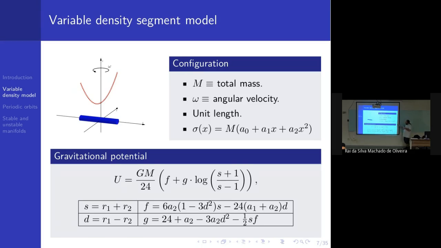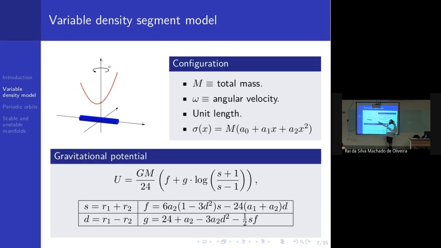The last thing, and the most important thing, is the density. The segment is going to have a linear density sigma, which has the form of a polynomial of degree 2. Why a polynomial of degree 2? Well, we could have chosen any other function, but for simplification, we have chosen a polynomial of degree 2, which is represented here as a red line.